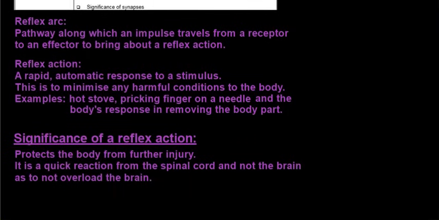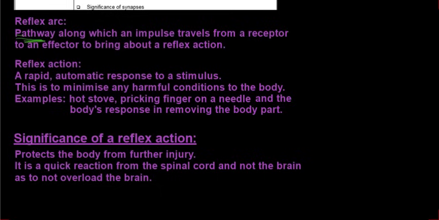Looking at the definition of a reflex arc and a reflex action. A reflex arc is a pathway along which an impulse travels from a receptor to an effector to bring about a reflex action. So the reflex arc is just the pathway that is followed. Then the reflex action is a rapid automatic response to a stimulus. This is to minimize any harmful conditions to the body. An example is when you touch a hot stove or prick your finger on a needle, and the body's response in removing that body part minimizes the harmful effects on the body.